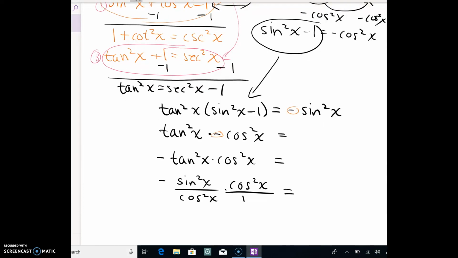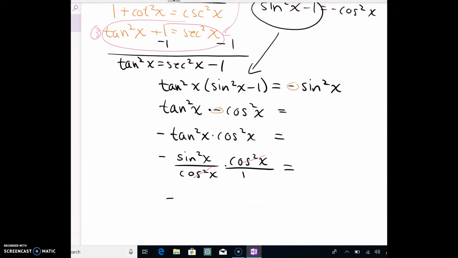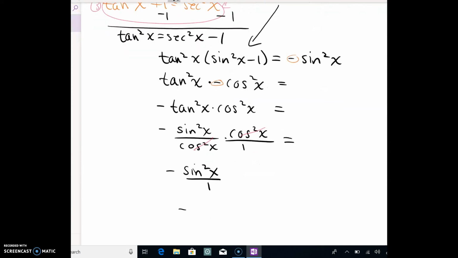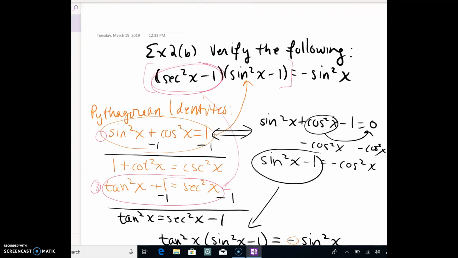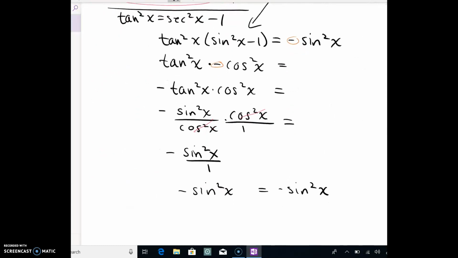And watch what happens here. These factors of cosine squared x cancel, and we're left with negative sine squared x over 1, which is equivalent to saying negative sine squared x. There we go. We proved that this quantity that we started with, secant squared x minus 1 times sine squared x minus 1, is the same thing as saying negative sine squared x.